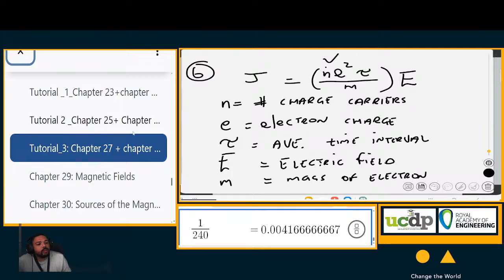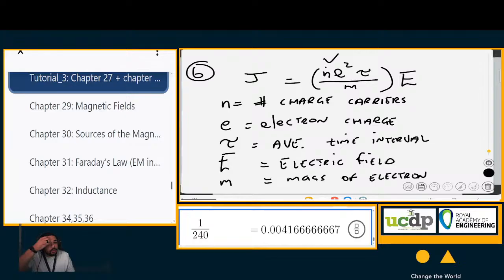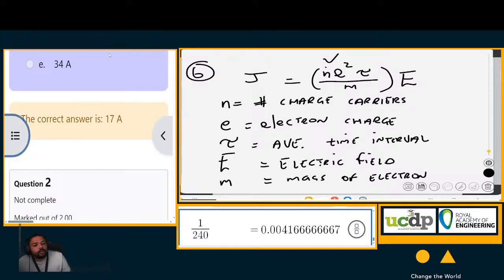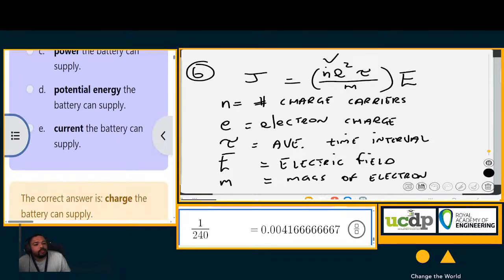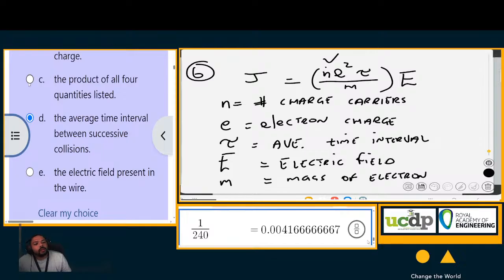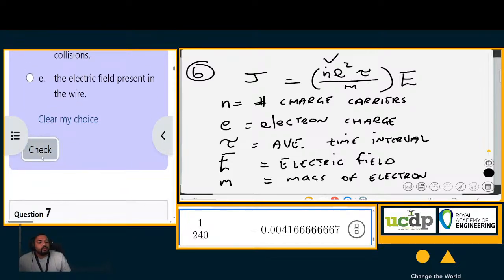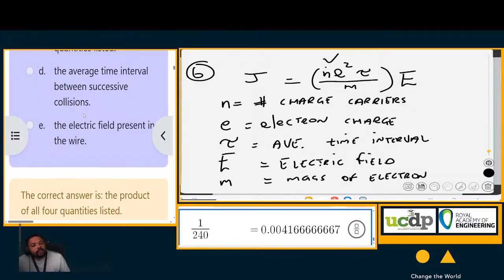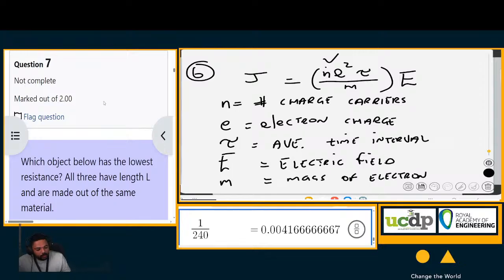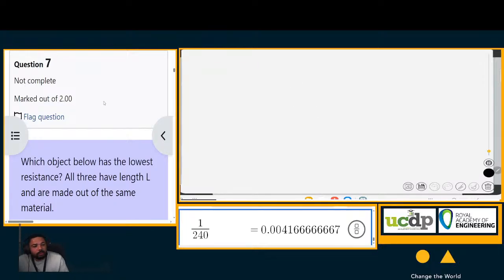Oh, what did I just do there? Okay, let me just cancel. Okay, chapter 3. There, the product of all four of those quantities that are listed. Okay, and we can check. Yes, the correct answer is the product of all four of those. But you don't need to be so knowledgeable about the Drude model at this stage.